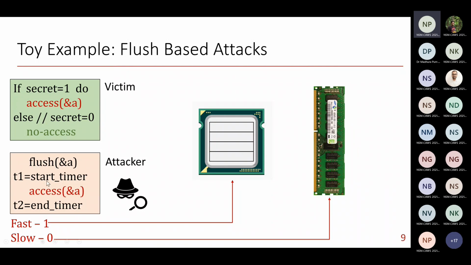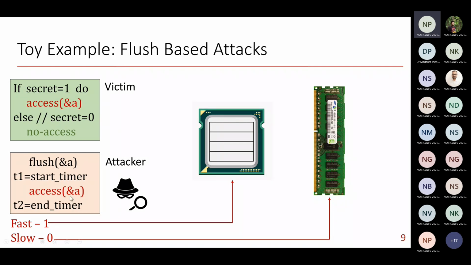Once it has flushed, it starts a timer. You can just use functions like gettimeofday, and accesses that address again. Remember, the attacker has flushed it. That means the address is not there in the processor or its cache hierarchy, right?